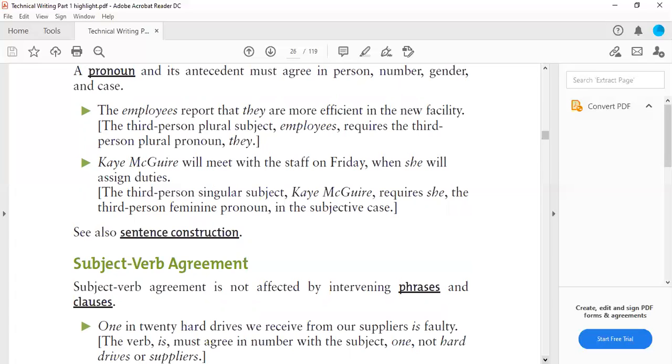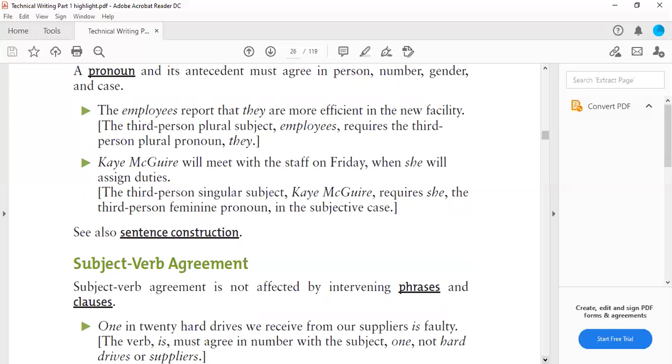Kay McGear will meet with the staff on Friday when she will assign duties. So here, why do we use she? Because the subject here is a woman, and that's why we use she. It's a feminine pronoun here. Okay, so subject-verb agreement.